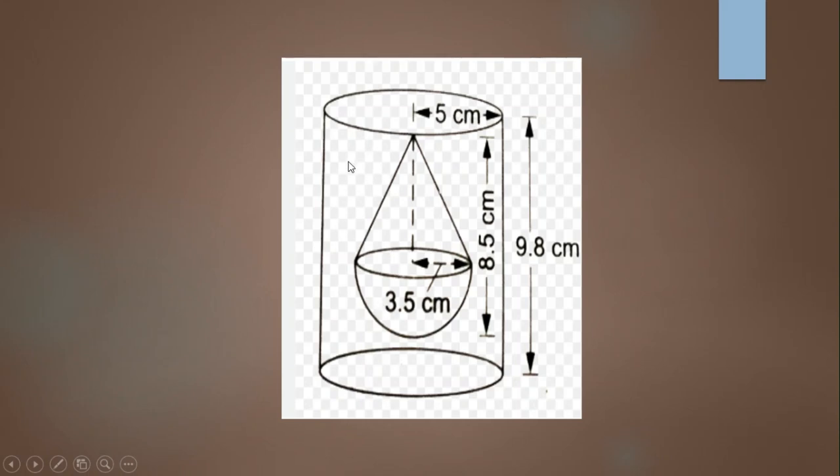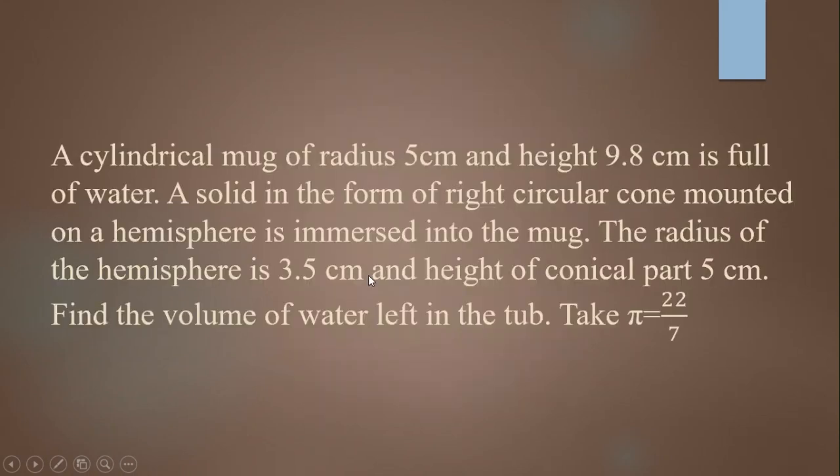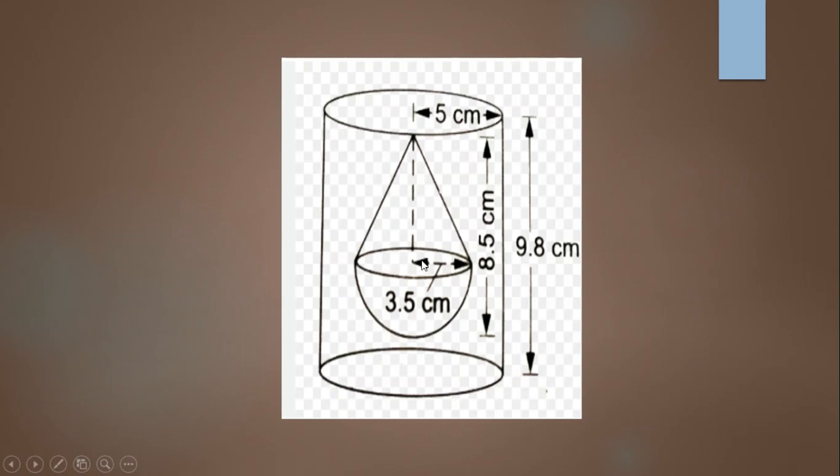Into that cylinder having the water, a solid shape is being immersed. What is the type of the solid? It is nothing but the combination of a cone as well as a hemisphere. The solid shape is such that a cone is mounted on a hemisphere. The radius of the hemisphere is 3.5 centimeters, and a cone is being mounted on that particular hemisphere.